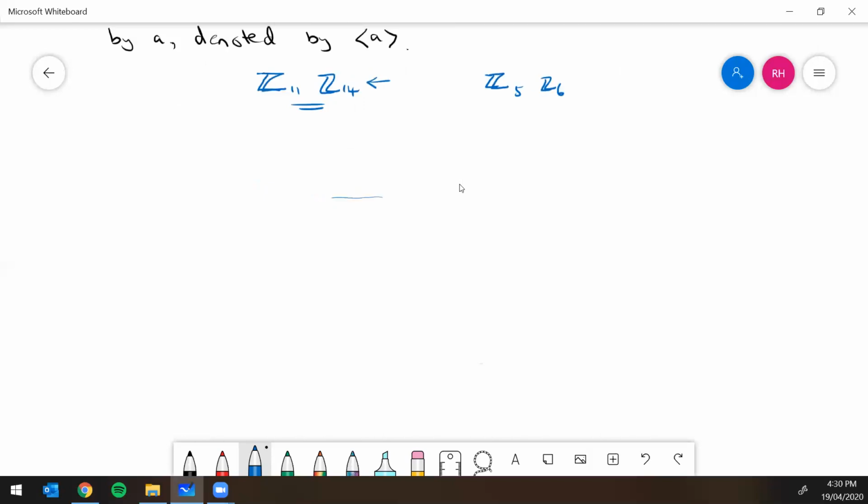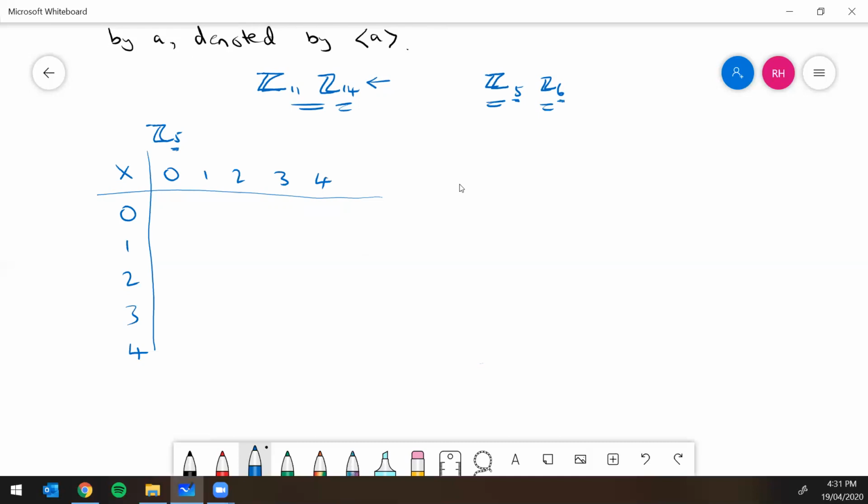So let's start with Z5. We take the numbers 0, 1, 2, 3, and 4. 0, 1, 2, 3, and 4. And we multiply, but remember these Z5, Z6, Z14, where we've got the number down the bottom, it's a subscript, not a superscript or whatever. Well, this means that we're in modular arithmetic world. So all addition and multiplication is going to be done modulo whatever this number is here. So in this case, all addition and multiplication is modulo 5.